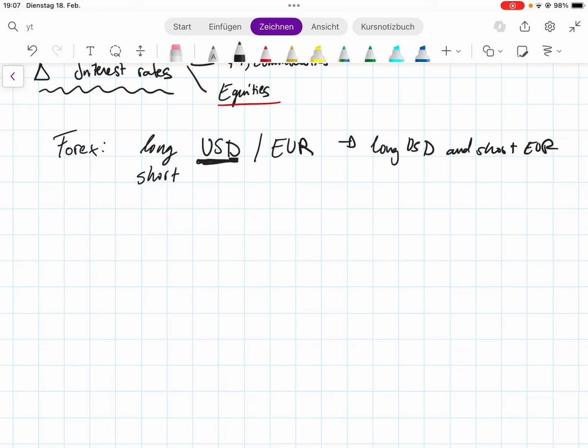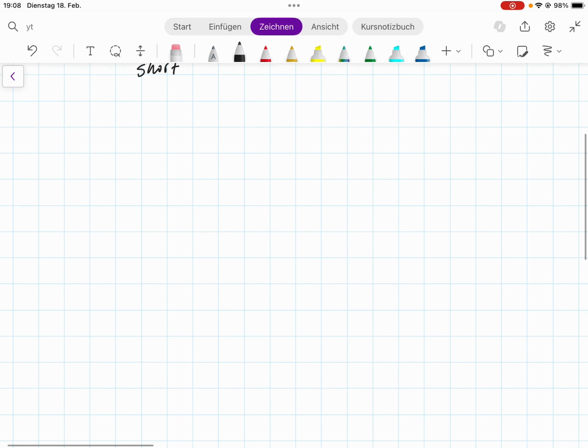So you're basically betting that the US dollar will appreciate against the euro. The US dollar will be stronger than the euro. And if you go short the USD, you go long the euro. So you're basically saying the USD will lose value against the euro.